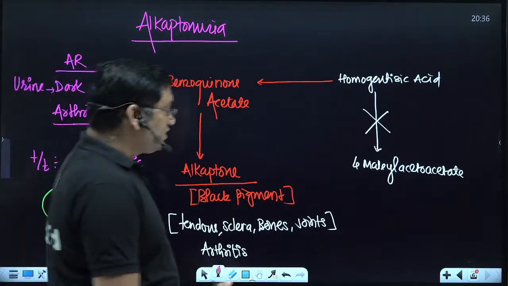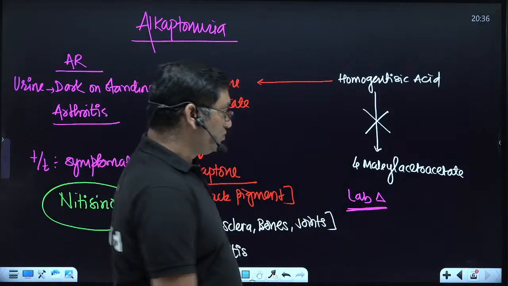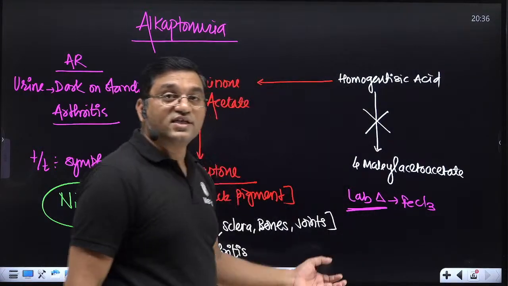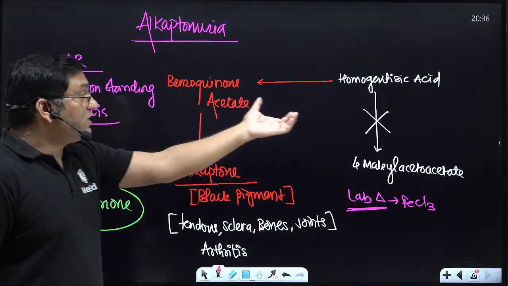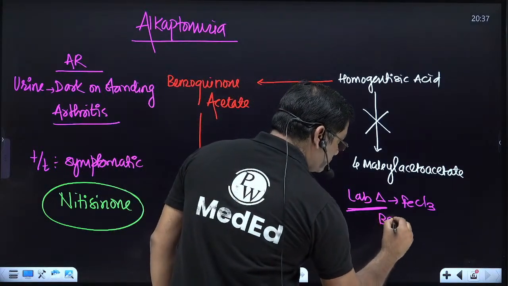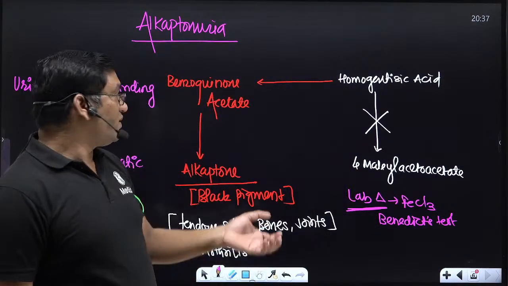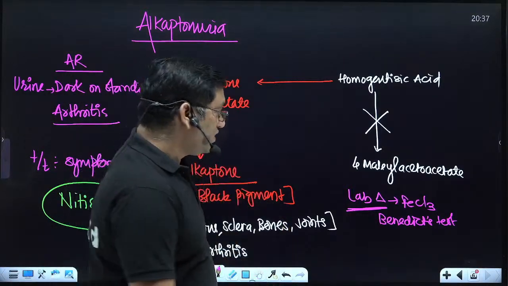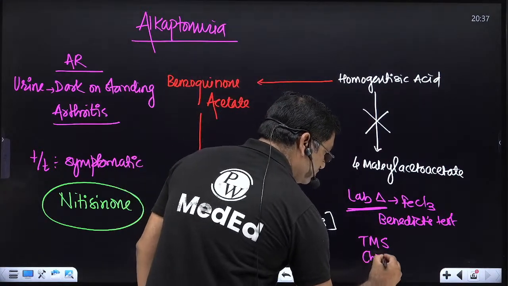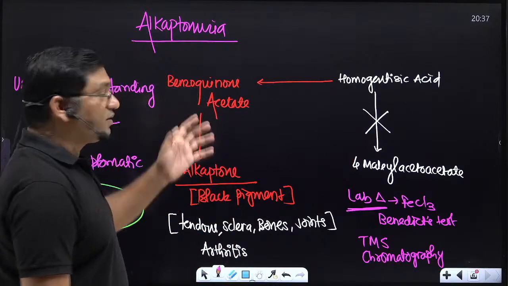Now laboratory tests for the diagnosis. The ferric chloride test may be positive. Then the reducing, Benedict test can be positive because of homogentisic acid's reducing property. But confirmatory diagnosis is by amino acid assay, that can be by chromatography or by tandem mass spectrometry, GCMS. This is the confirmatory test for the diagnosis of alkaptonuria.